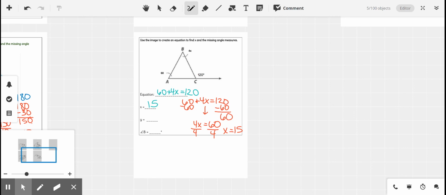Alrighty. Now we're not going to solve for y because there's no y on this screen. So, since we found x, it's time to find angle B. We have a 4x in angle B, which means we will be plugging in our x as 15. So 4 times 15, if you plug that into your calculator, you should find it to be 60.